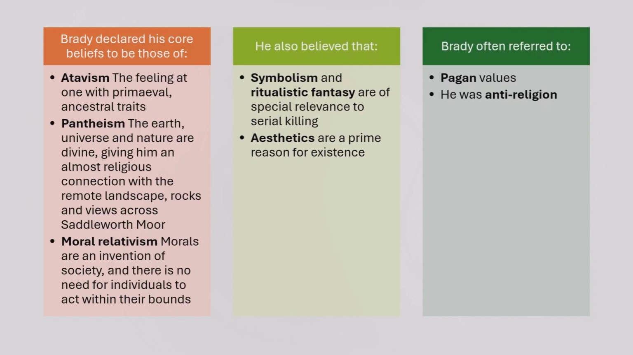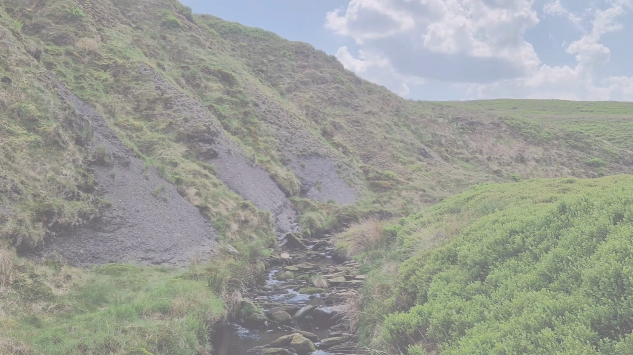pantheism, a deep connection with the landscape, and especially for Brady with stone and rock, and moral relativism, meaning society's morals are just artificial constructs and mean nothing, so effectively he can do what he wants. He also held symbolism, ritualistic fantasy and aesthetics as fundamental. He was not a pagan in the group ritualistic sense, but he frequently made reference to pagan values. He was strongly anti-religion.